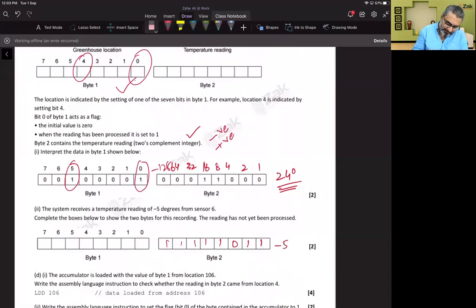Degrees from sensor 6. So sensor 6 is set. Let's see if it is processed or not. Data has not yet been processed, so this would remain 0. Get the idea?